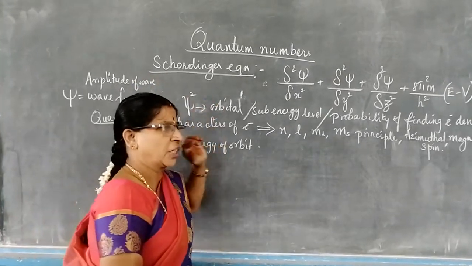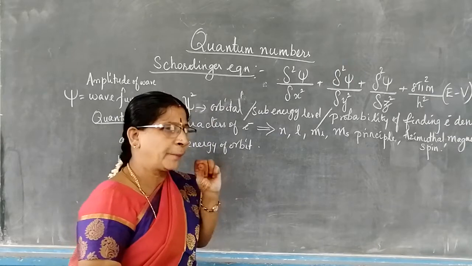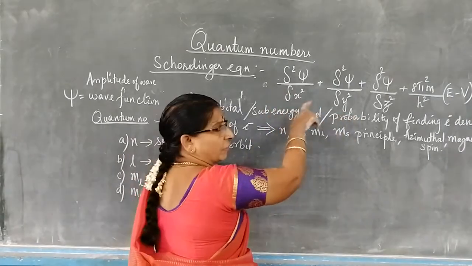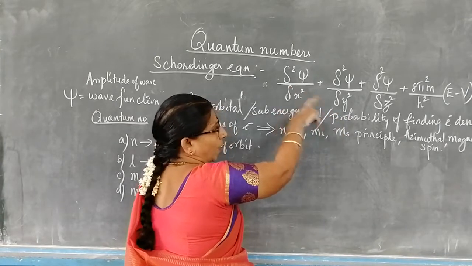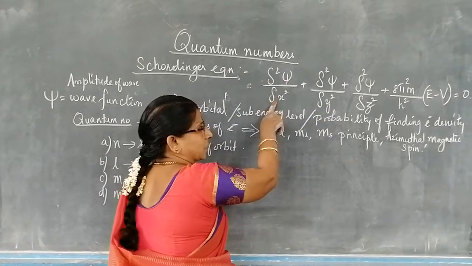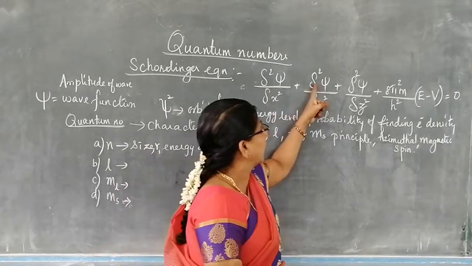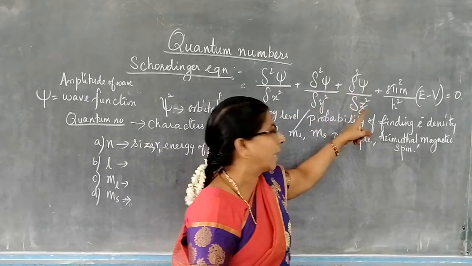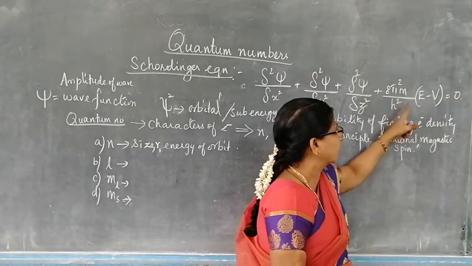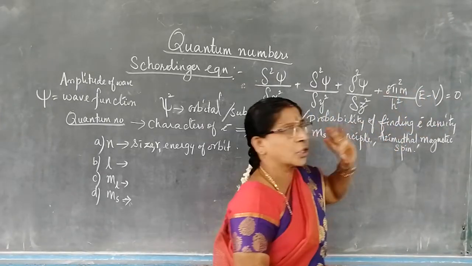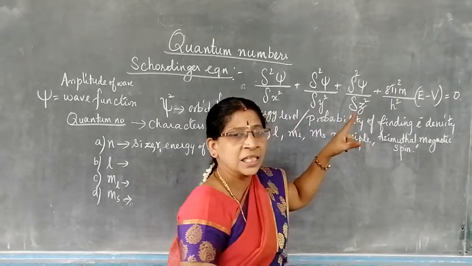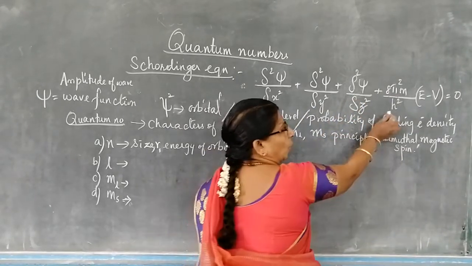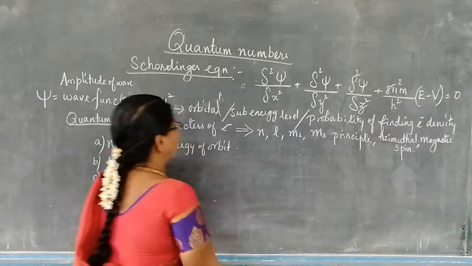Schrödinger gave an equation in order to understand the orbital. It is a differential equation with the Cartesian coordinates x, y, z: del square psi by del x square, plus del square psi by del y square, plus del square psi by del z square, plus 8 pi square m by h square into E minus V is equal to 0. E is the total energy, V is the potential energy, m is the mass of the electron. All of you know h is the Planck's constant.